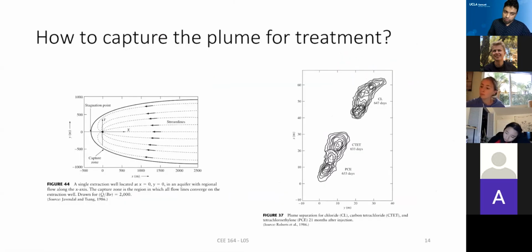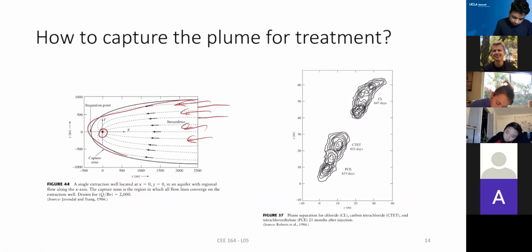As you see, this extraction well, if you see from the top, this is what it looks like. You put the extraction well here. These are the groundwater coming from here. Based on how fast you are pumping, you create what is called a cone of depression. That means this is the capture zone. So any groundwater that comes from within this capture zone will be treated. Anything that is above the streamline will not be treated.